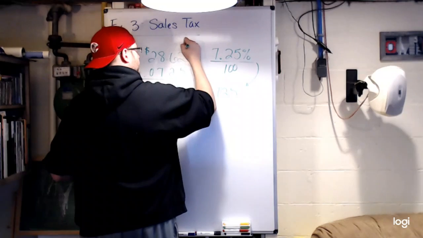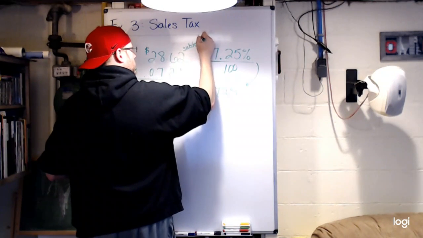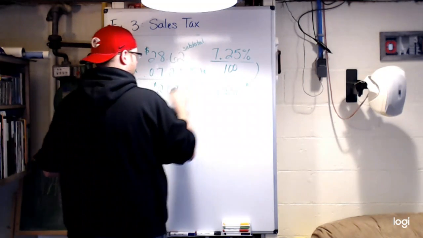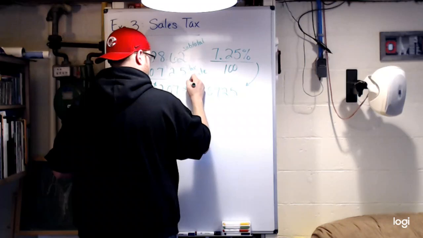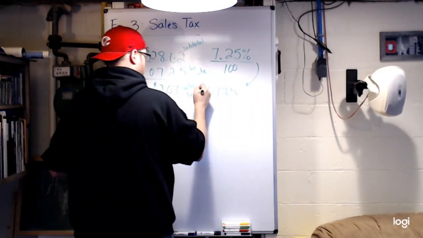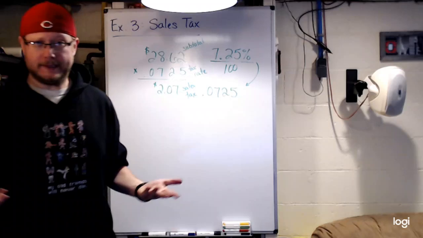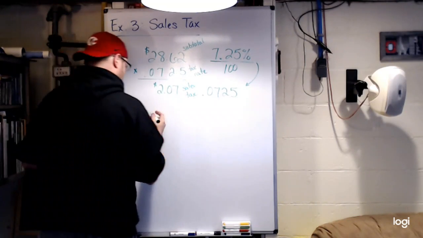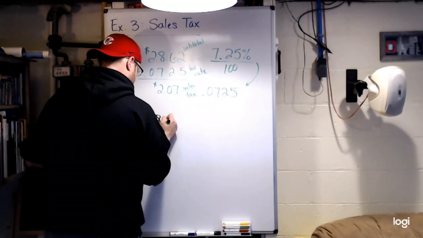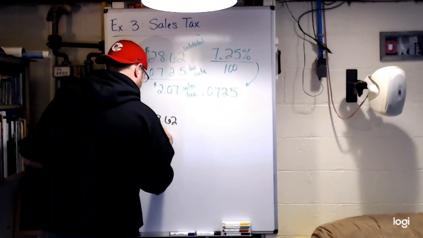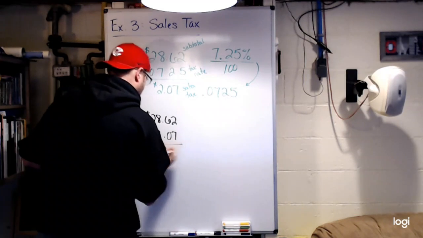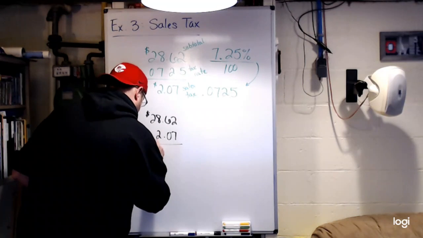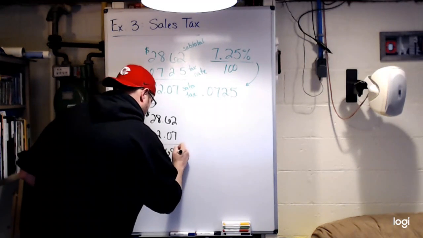So once again, this was your subtotal. This was your tax rate. And this was your sales tax. And so if we just want to figure out the total, anytime you find a total, you just add the two together. Right? So we just take the 2862 plus the $2.07, and that gives us, what is that? $30.69. And that's your total.